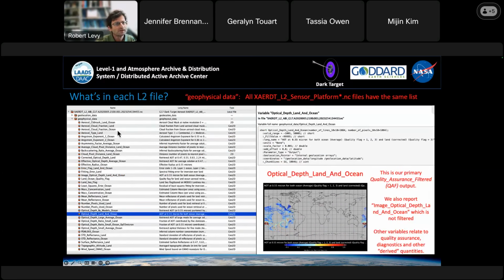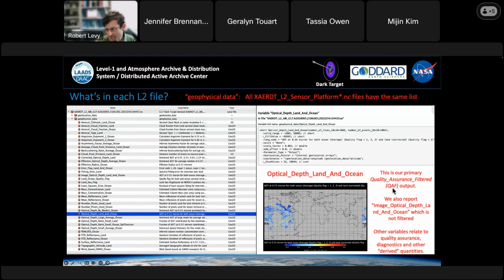And then, so this is the geophysical data, and there's a whole bunch of different parameters. And again, they're all the same for all the different level 2 products from all the sensors. And I just picked here optical depth, land, and ocean. So this is the one we call our primary one, which is quality assurance filtered.